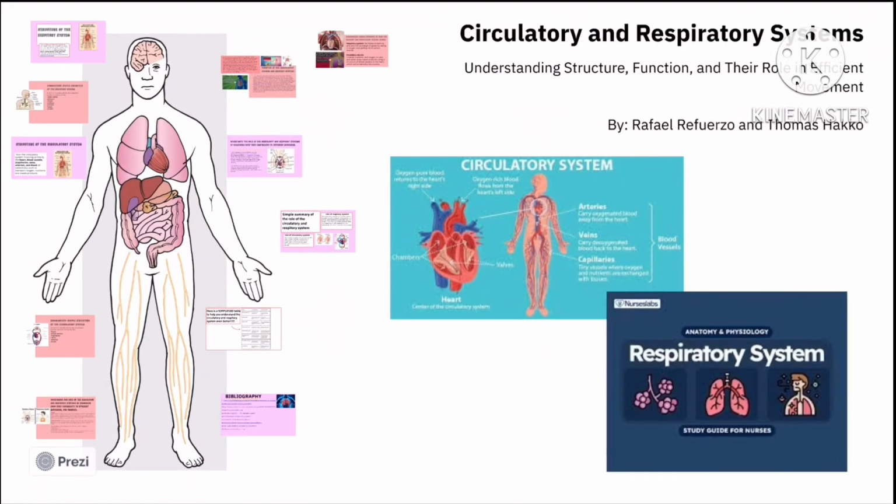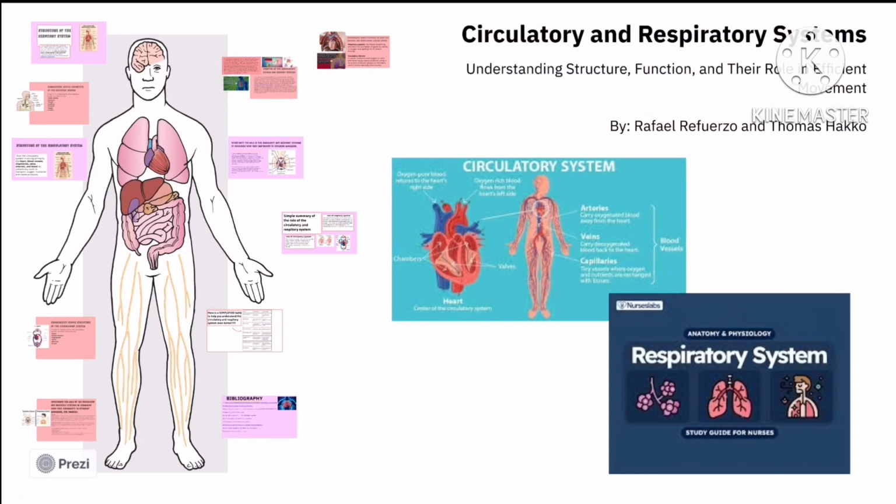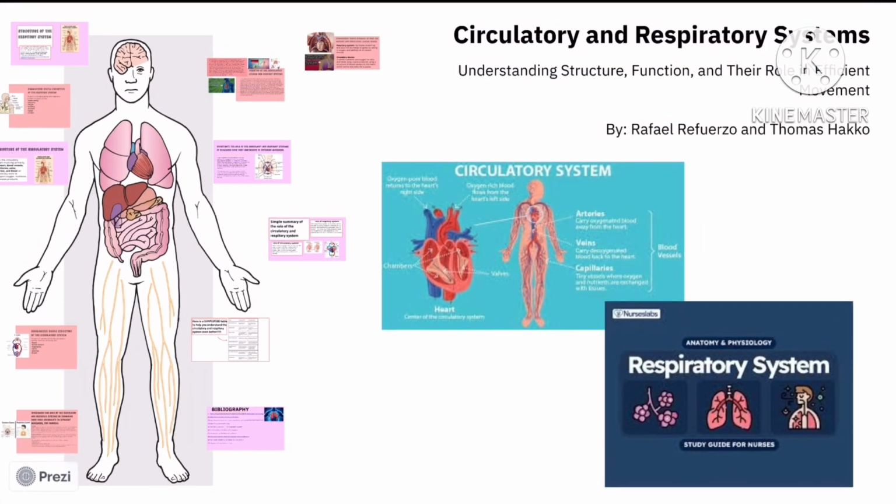Circulatory and respiratory systems. Understanding structure, function, and their role in efficient movement. By Rafael Refuerzo and Thomas Hacker.